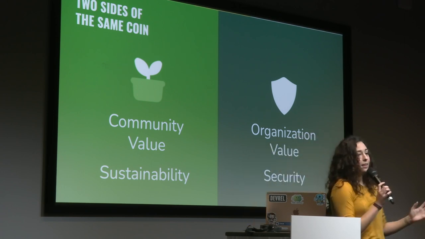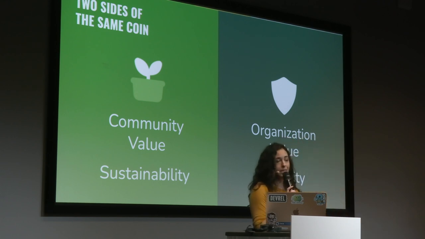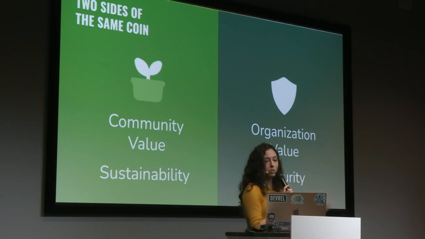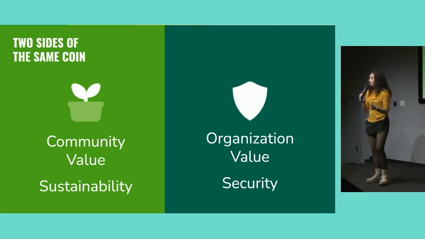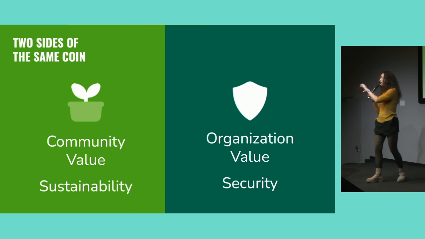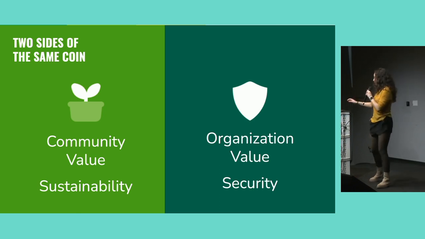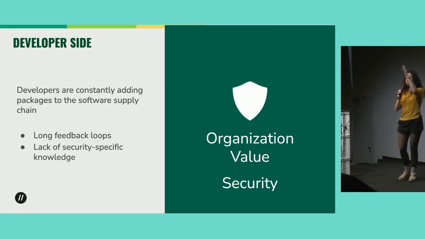And as I was saying earlier, because we are talking about the two sides of the same coin, it is really important to know how to connect these two things: the community value, in terms of the open source community, and the organization value. The organization value, in this specific talk, is going to focus on security. And the community value is going to be focused on the sustainability of those open source projects. And yes, they have a lot of relations. So let's move first to the organizational value, to security.